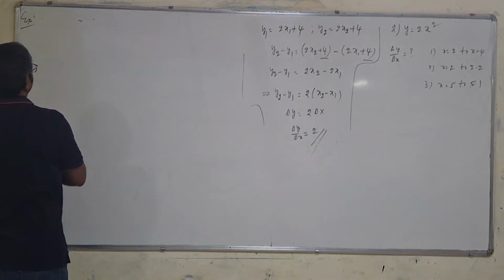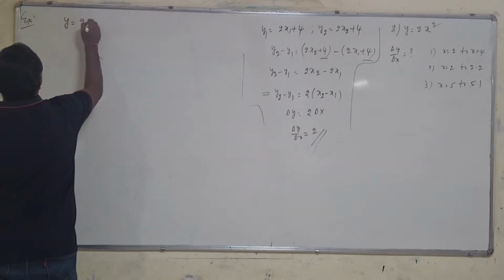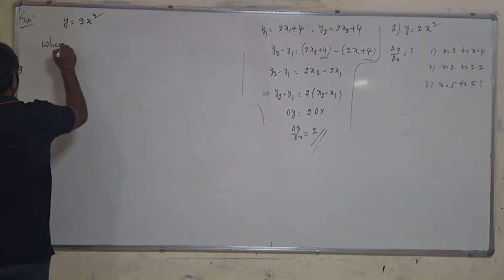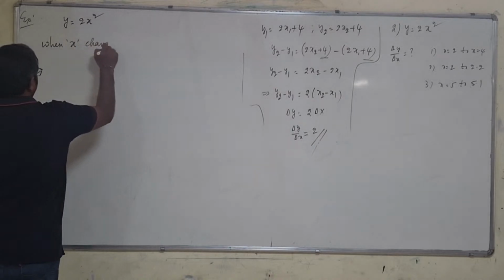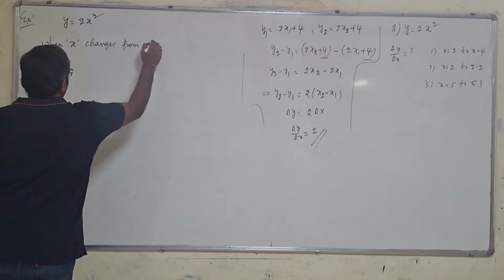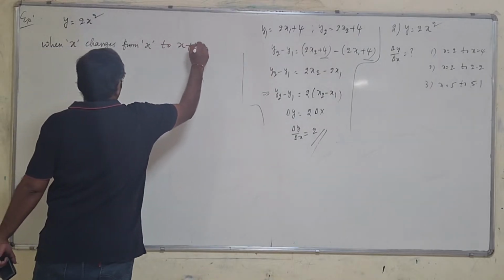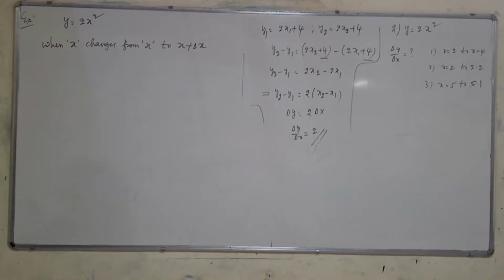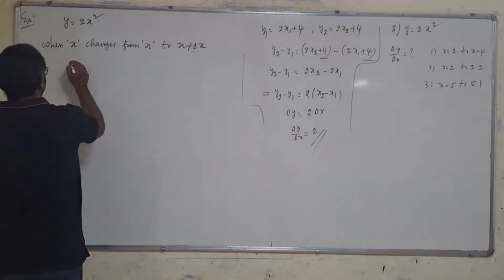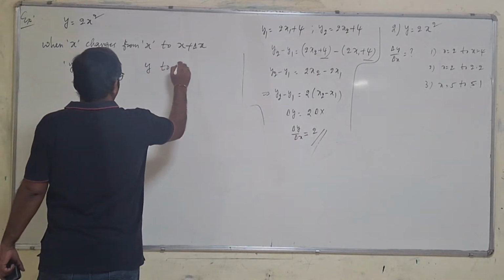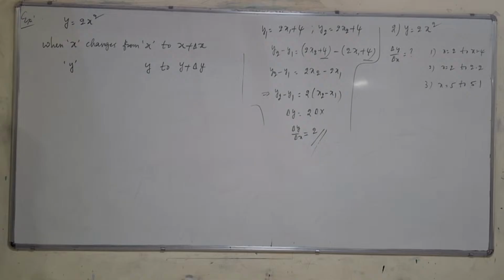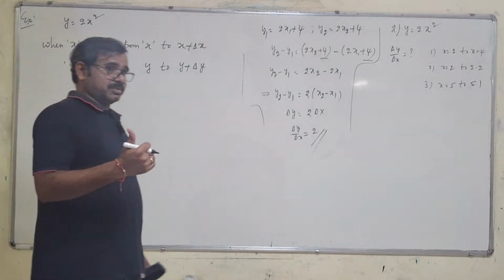We have y is equal to 2x square, right? When x changes from x1 to x2, or you can say from x to x plus delta x, x increases or changes by delta x. Y changes by delta y. Do you understand this? When x increases from x to x plus delta x, y changes from y to y plus delta y. Is this understood?